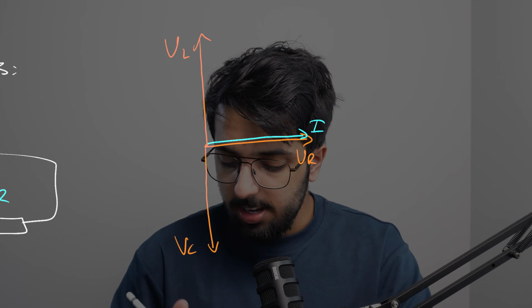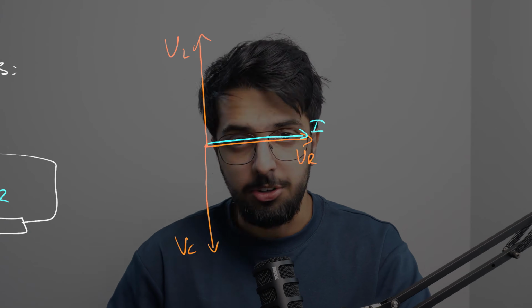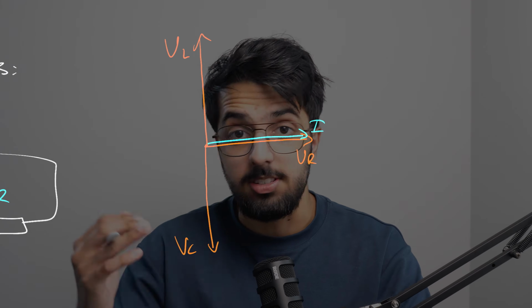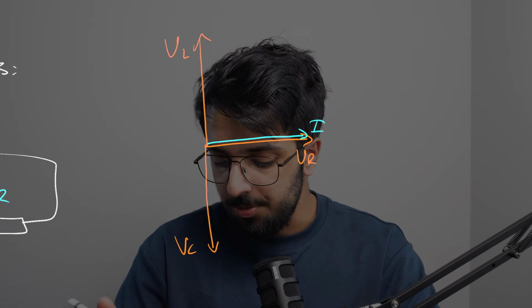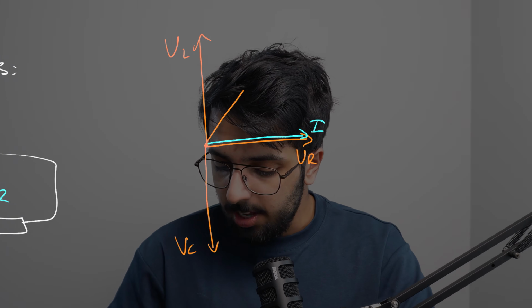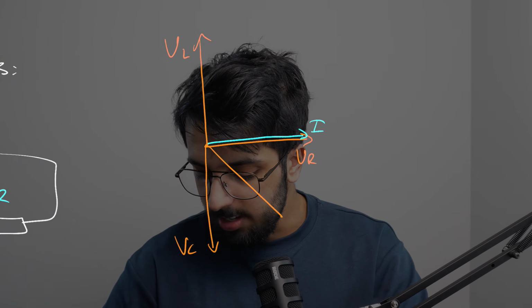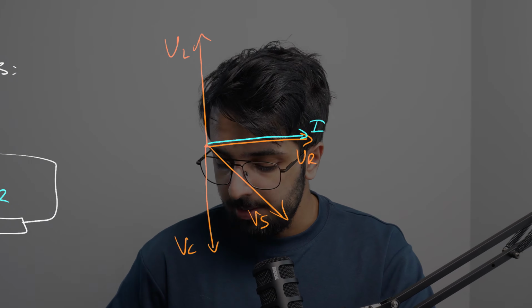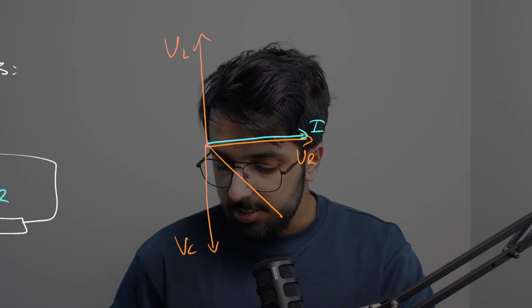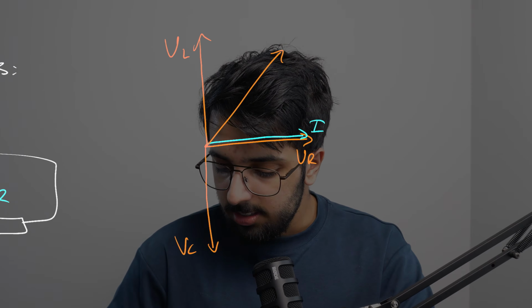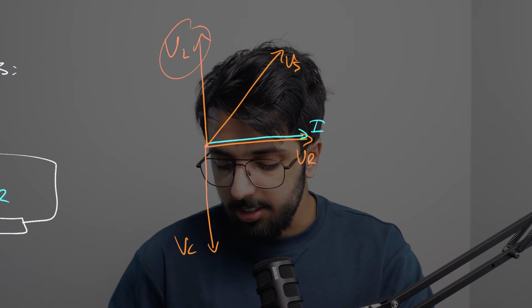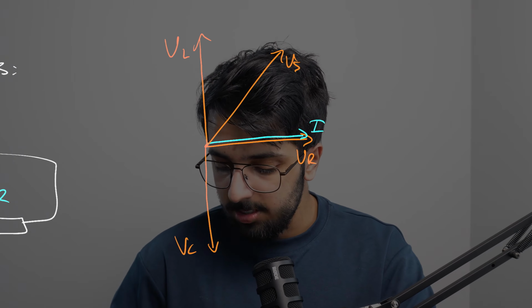And so as you can see here, depending on which is larger, the voltage of our inductor or the voltage of our capacitor, either the voltage of our supply is going to lead the current or the voltage of the supply is going to lag the current, okay? So obviously, we're going to have the situation where the voltage leads the current when the voltage across our inductor is larger than the voltage of our capacitor, alright?